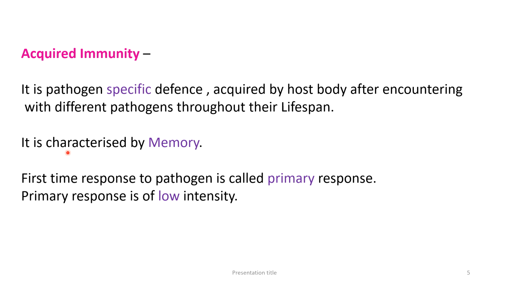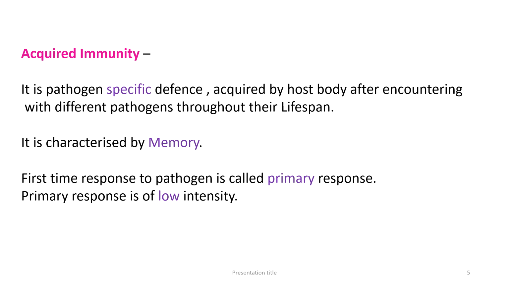Another interesting thing about acquired immunity is that it is characterized by memory. This means when our body encounters a pathogen for the first time, it produces a response called the primary response. So the first time response to a pathogen is called the primary response. And this primary response is of low intensity. We can say this is the first warning to the pathogen.